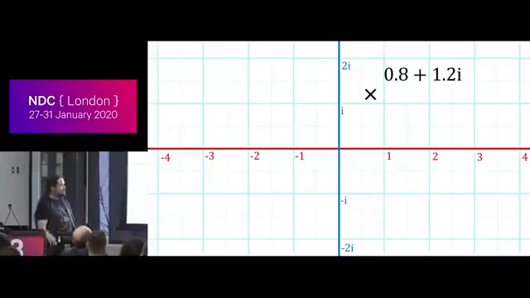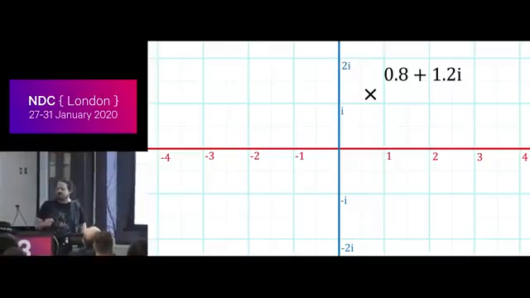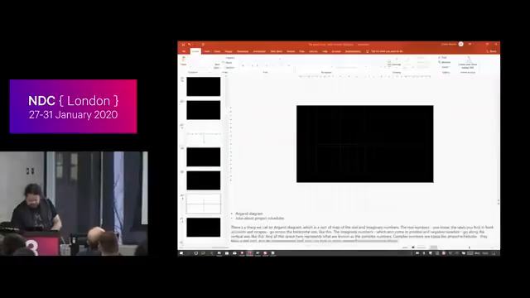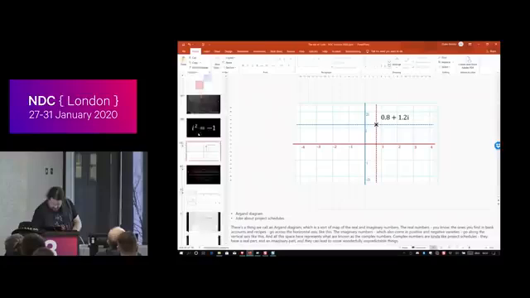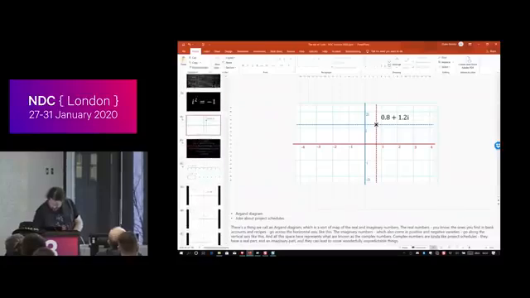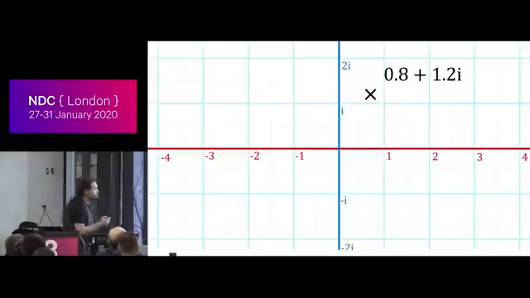Now, this thing here, 0.8 plus 1.2i. Hang on a second, give me 1 second. There's a bunch of slides that have gone missing here, and this is not making a huge amount of sense. Yep, no, we're good. One slide is missing. Right.